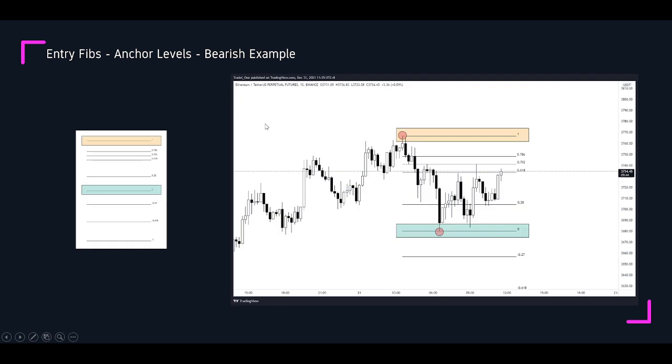So here's a bearish example. Again, I wanted to make it clear for everyone with both scenarios, because you should be comfortable trading both sides of the market, buying and selling. You can see we have the 1 in orange and the 0 in teal here, with entry points showing where to anchor your fibs to.